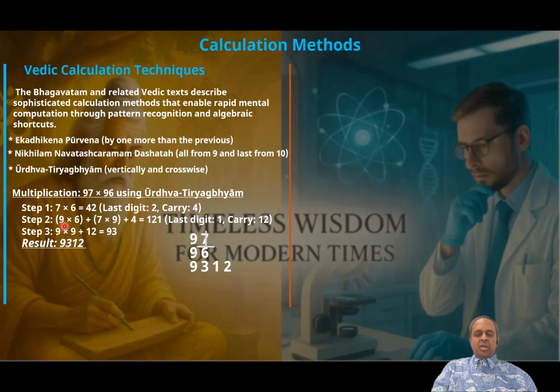In step 2, you do cross multiplication. So 9 times 6 plus 9 times 7, right? And then you add the 4, which is the carryover from step 1. Okay, all of this you do mentally, okay? The total is 121. In 121, the same thing, the last digit is what? 1. And what is the carry? Everything before the last digit is 12, right?